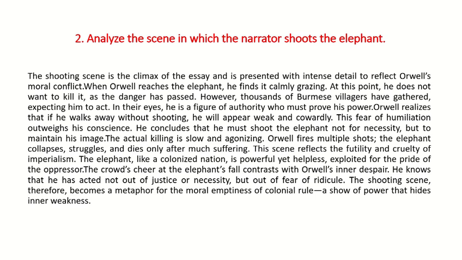The actual killing is slow and agonizing. Orwell fires multiple shots. The elephant collapses, struggles, and dies only after much suffering. This scene reflects the futility and cruelty of imperialism. The elephant, like a colonized nation, is powerful yet helpless, exploited for the pride of the oppressor. The crowd's cheer at the elephant's fall contrasts with Orwell's inner despair. He knows that he has acted not out of justice or necessity, but out of fear of ridicule. The shooting scene, therefore, becomes a metaphor for the moral emptiness of colonial rule, a show of power that hides inner weakness.